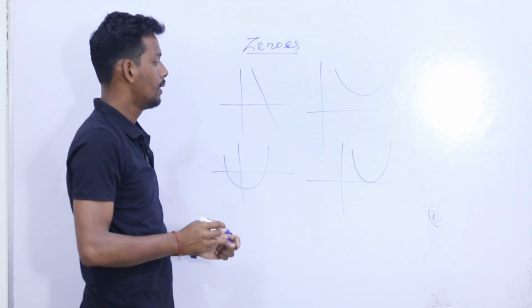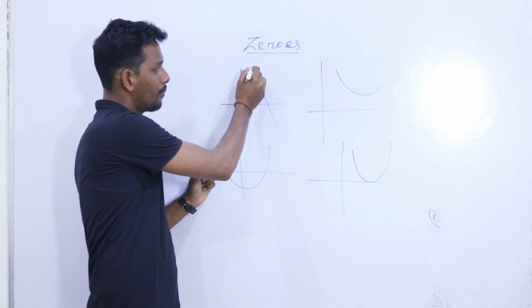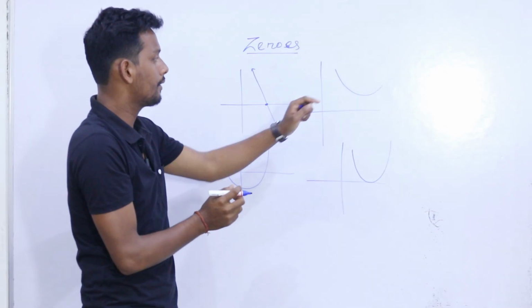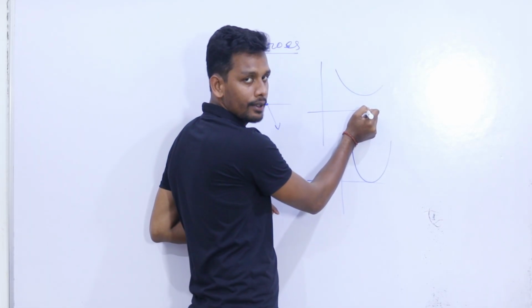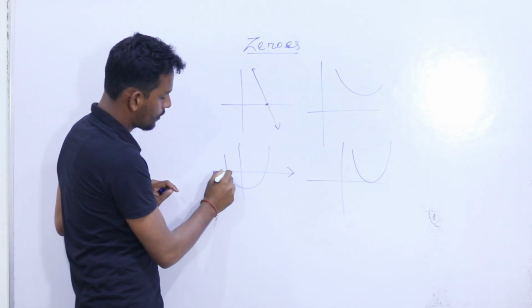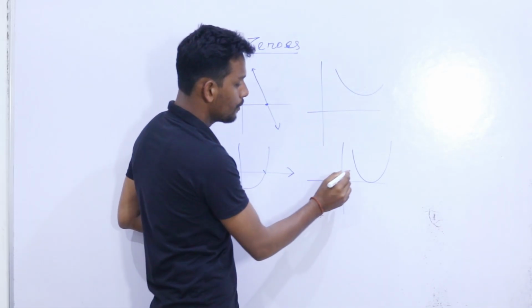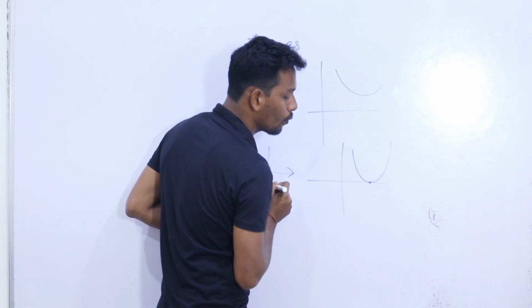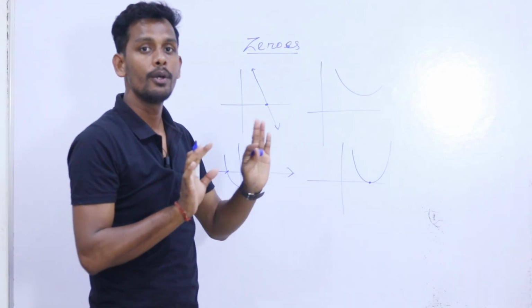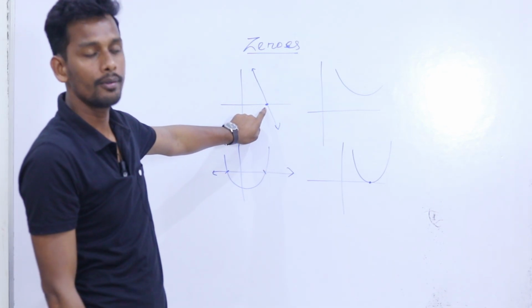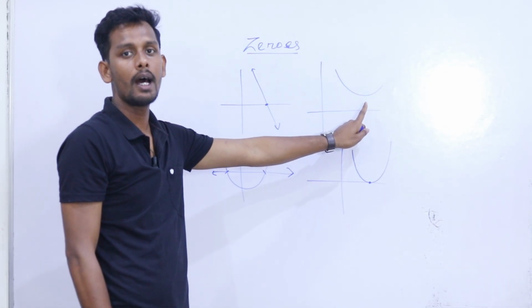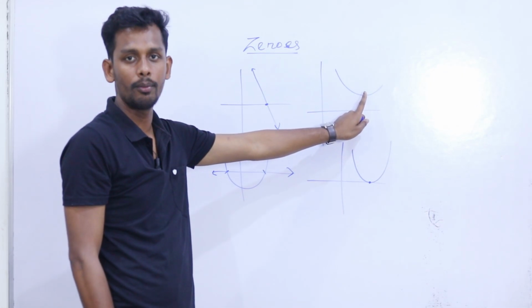These are four types of graphs. See, in this graph, the graph representing the equation intersects the x-axis at only one point. This graph does not intersect the x-axis. This graph intersects the x-axis at two distinct points. This graph just touches the x-axis at one single point. From these observations, you can conclude that this polynomial has only one zero. This polynomial does not have any zeros.